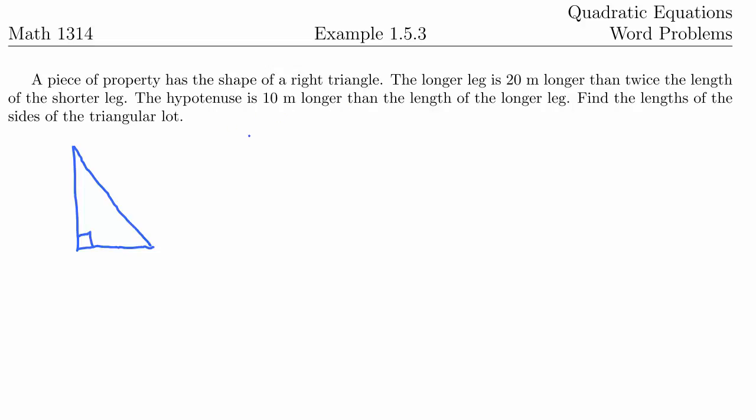I need a variable, so I need to define what my variable is. I could let x be either the longer or the shorter leg. But because this is telling me what the longer leg is in terms of the shorter leg, it's best to let x be the length of the shorter leg.